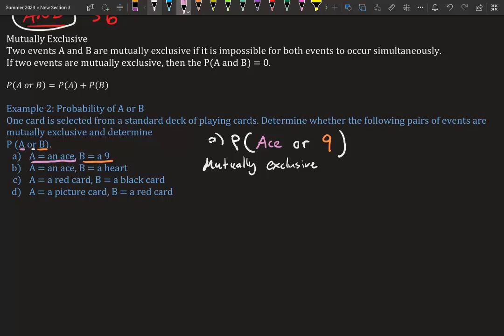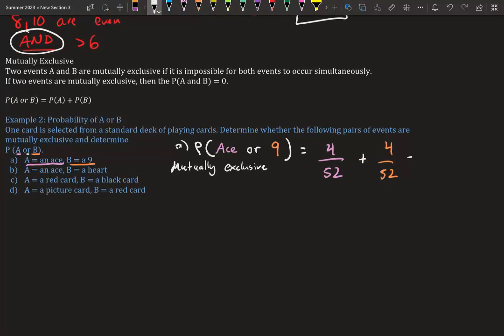So what we're going to do is count how many ace cards we have. We have 4 out of 52 ace cards. Then we're going to add that to how many 9 cards we have. We actually have 4 out of 52 9 cards. Look at your deck of cards in the formula sheet. 4 plus 4, we get 8 over 52. 8 over 52 is 2 out of 13. Now, there's actually a reason why that's 2 out of 13.